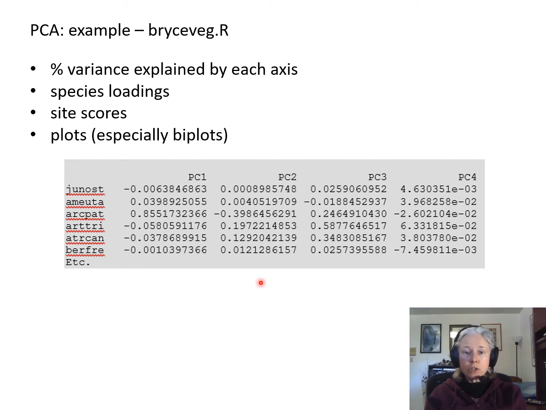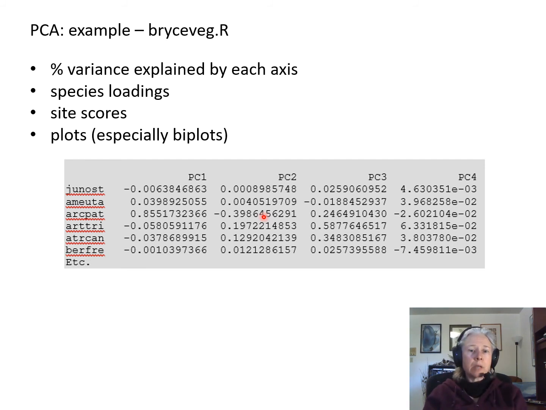Now let's go to PC2. Again, look at the absolute magnitude of numbers first. And you can see that the biggest number is also with ARCPAT. But in this case, it's a negative sign. And that means that PC2 is most strongly affiliated with the absence of ARCPAT. So PC1 is associated with the abundance of ARCPAT in a positive way, and PC2 is associated with the abundance of ARCPAT in a negative way. So that's how you interpret the species loadings here. Okay, so keep this in mind: PC1, presence of ARCPAT; PC2, absence of ARCPAT.